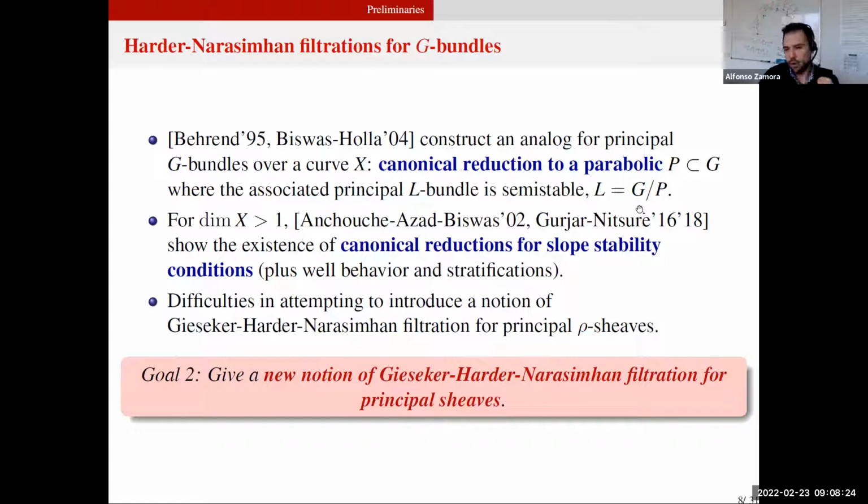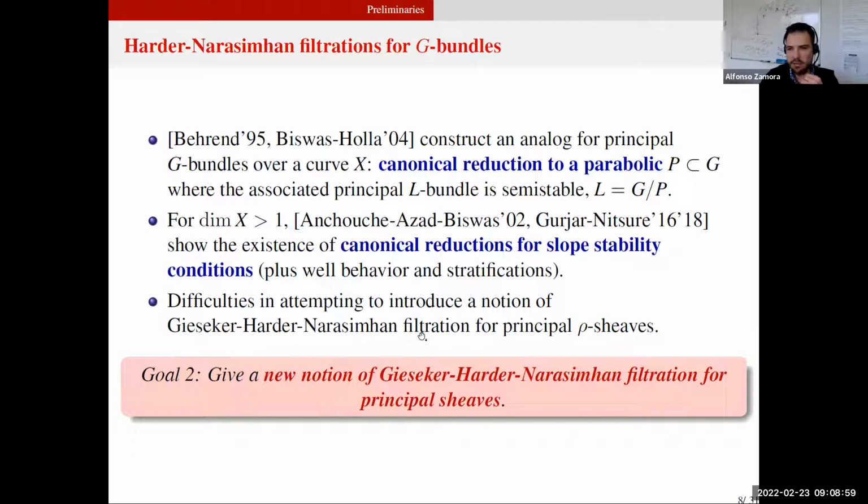Over higher dimensional varieties, there are results. There is this result by Arusha, Azad, and Biswas, and then Gurjar and Nitsure applying the result to stratifications in the moduli problem. They showed existence of these canonical reductions on higher dimensional varieties, but for slope stability conditions. So for a certain stability condition, say measuring just the degree of certain objects, but not a polynomial stability measuring all the possible Chern classes that appear in the objects we want to classify in the moduli problem.